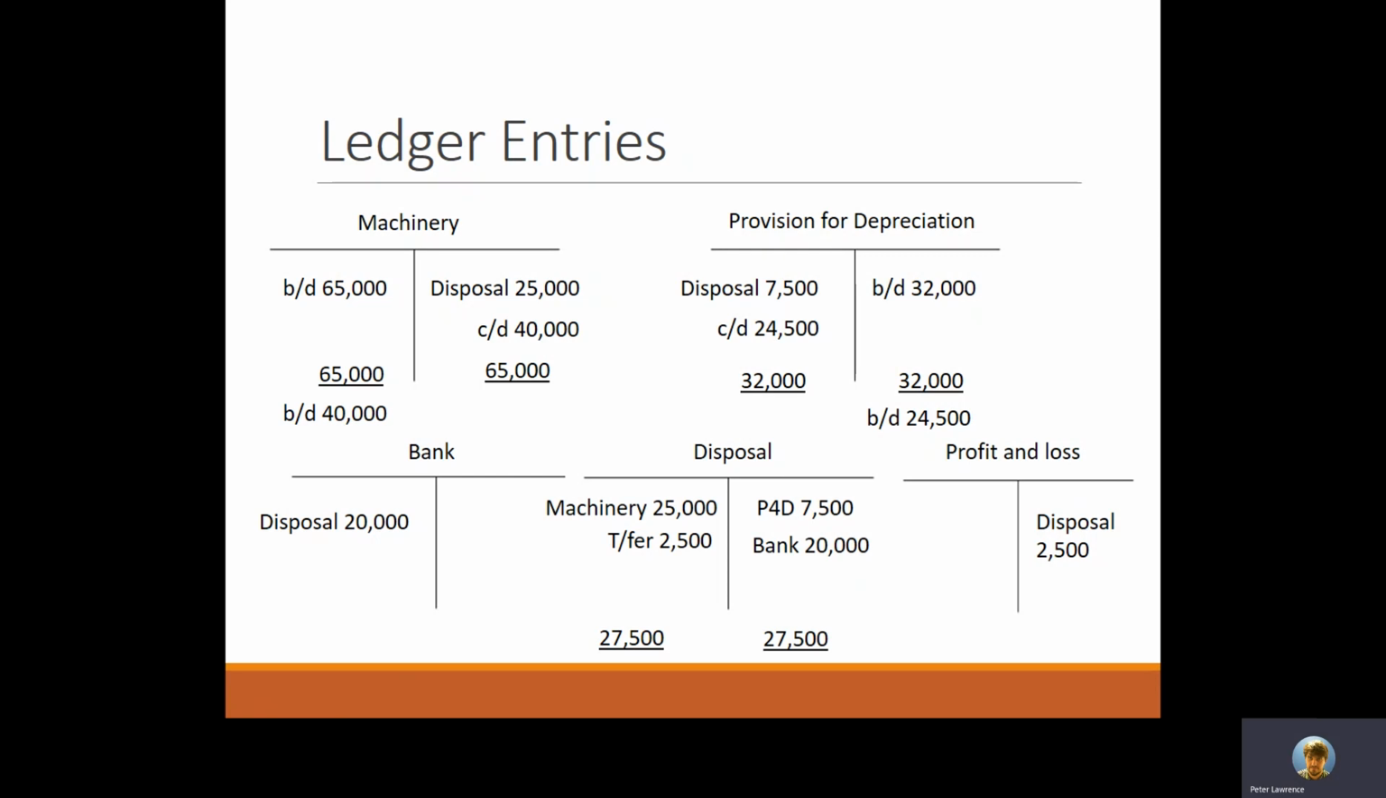So in this example, you can see we've sold an asset, but it was part of a larger group of assets. You only need to take out the asset which you've sold, not all of them. And the same for the depreciation. You're only going to take out the depreciation on the asset actually sold. That's why we've got brought down figures for both the machinery and the provision in this example, because there are still assets remaining we haven't sold.